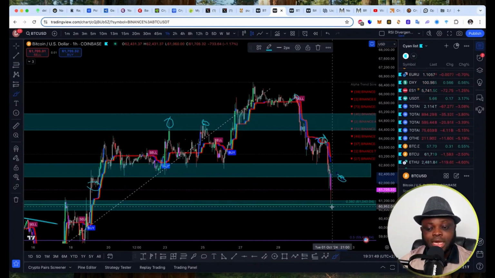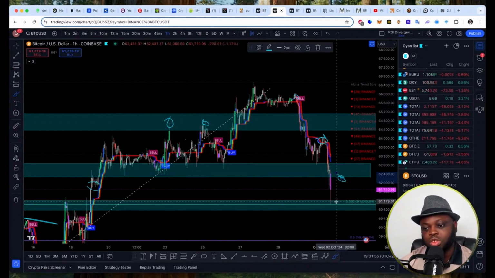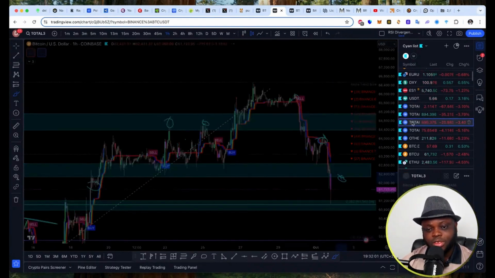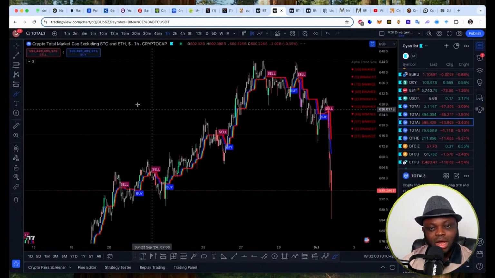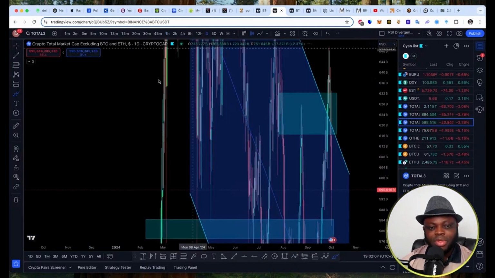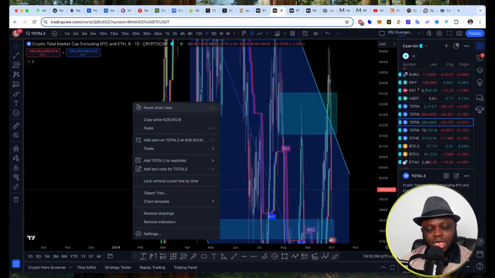And if you are a scalper, oh boy, you would have made some huge gains through this strategy that I always teach you guys. Now let's get to Total 2. Total, let's see Total 3 first. So this is Total 3. Look at how it has dumped. But let's look at this on the daily time frame, so we see what is actually going on here.